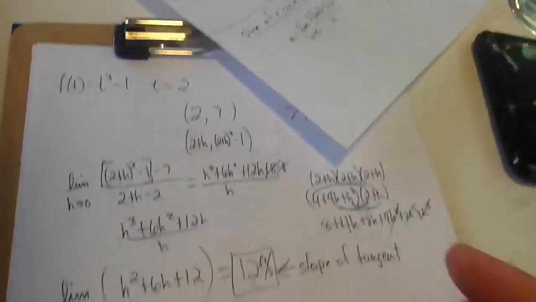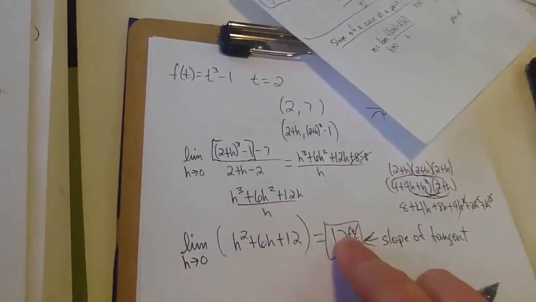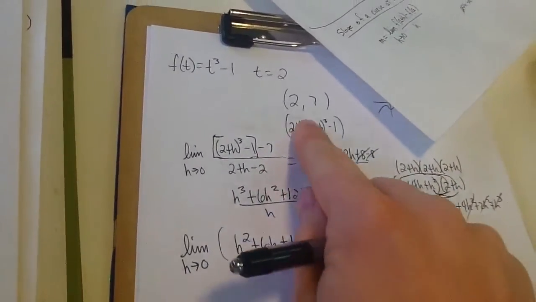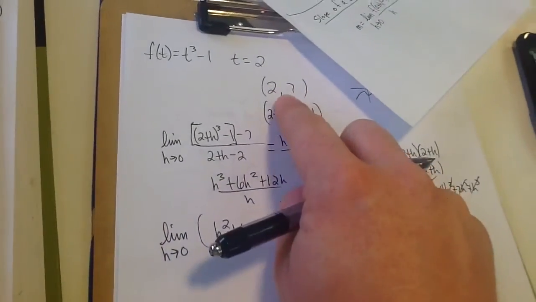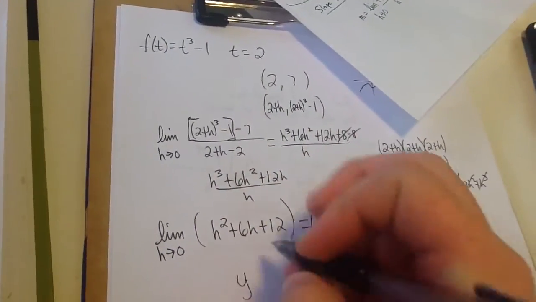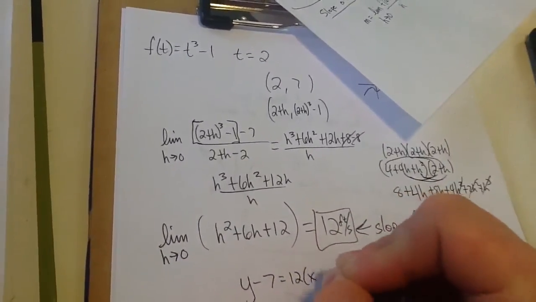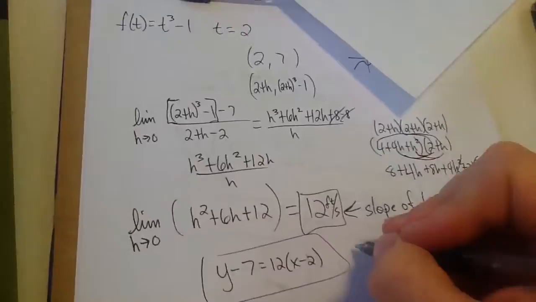If I'm finding the equation of my tangent line, I've got my slope, 12. I've got a point it goes through right there. I did that earlier. It's 2, 7. So my tangent line equation would just be y minus 7 equals 12 times x minus 2. There's my tangent line.